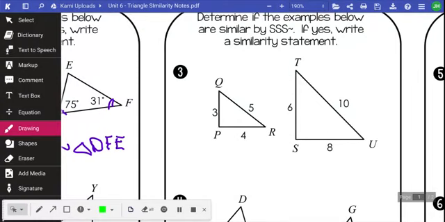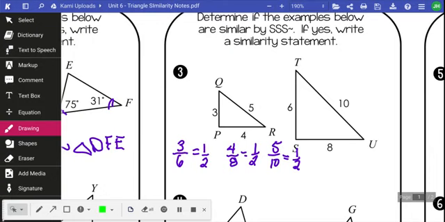Okay, so if we look at 3, I'm going to choose the smallest side for my little triangle and compare it to the smallest side of my big triangle. And I'm going to reduce that. And then I'm going to do the medium side of my small triangle over the medium side of my big triangle and reduce that. And I'm going to do my big side of my little triangle over my big side of my big triangle, reduce that. Since all the ratios are the same, that means all the sides are proportional.